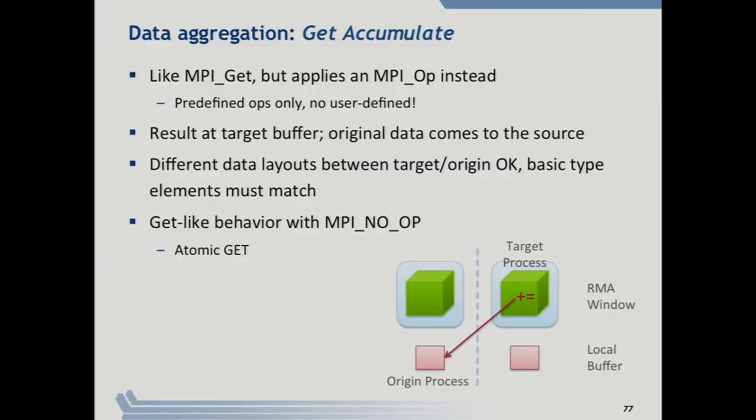Get accumulate is like get, but again with an op. So you do the get, you perform the op. And again, it has the same sorts of benefits. And the counterpart to replace is MPI no op. Basically, that's saying that instead of plopping data at the target, I am reading the data, but with a rule that allows me to do this with multiple people touching the same data.